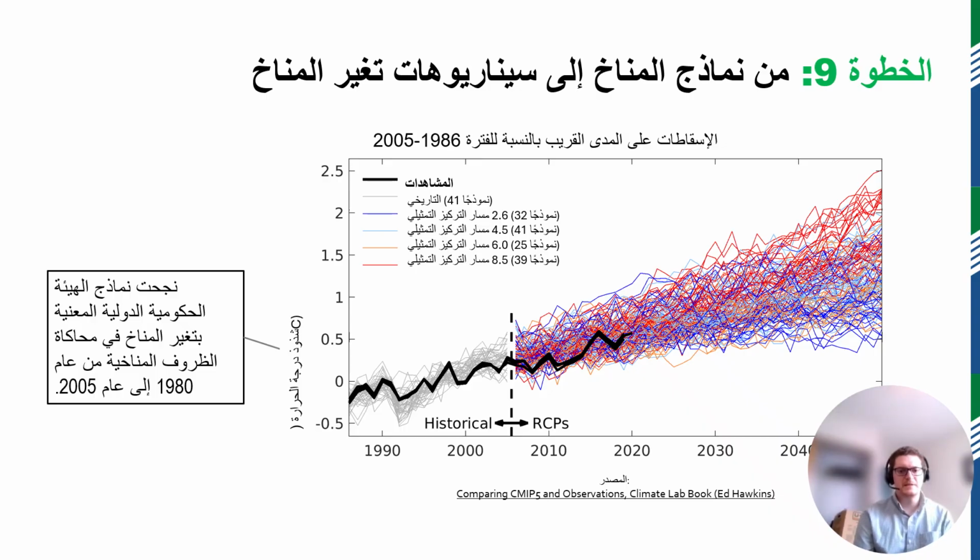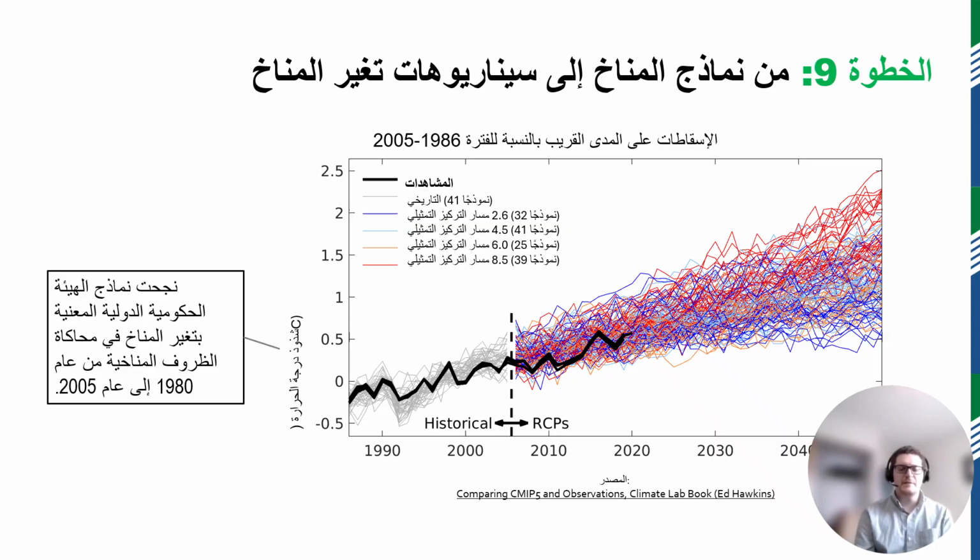The next step is to take our climate models that have worked on historical and validated historical observations and use it to predict future climate change scenarios. So climate models are used by scientists to answer many different questions, including how the Earth's climate is changing and how it might change in the future if greenhouse gas emissions continue.